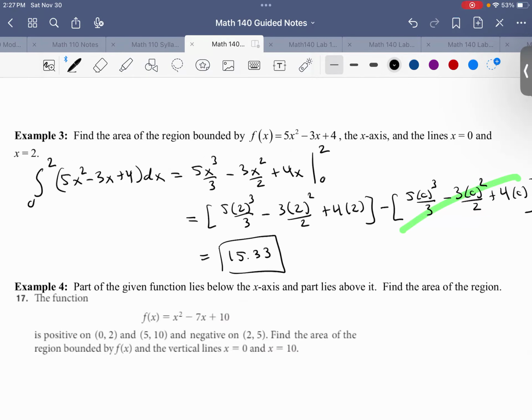And that's the idea of a definite integral and finding area, much easier than Riemann sums.